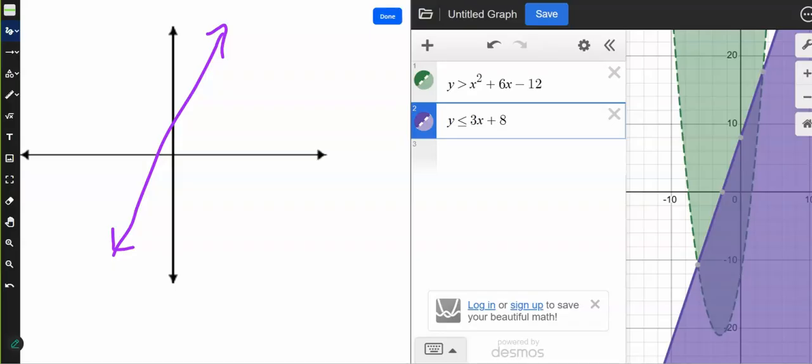Let's see. It's crossing here, and it's crossing here, and it bottoms out here. Okay, so something like this. And, oh, poorly done. Dot dot dot, something like this.